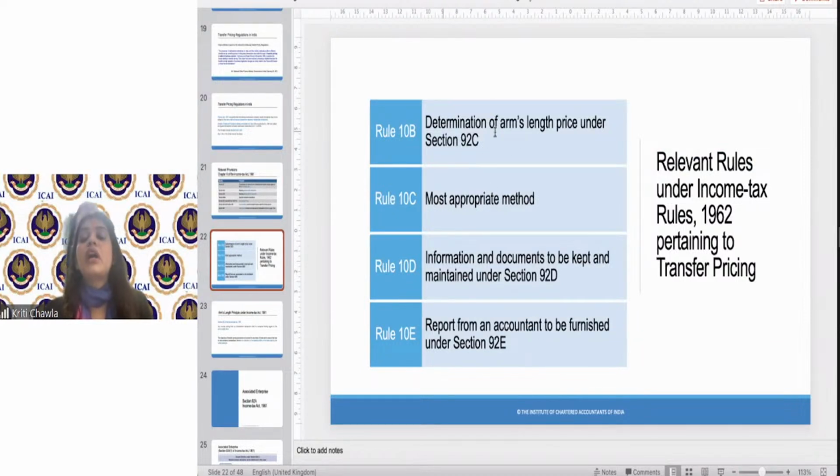10B talks about arm's length price determination. 10C talks about most appropriate method. 10D talks about information and documentation, and 10E talks about TP form or something called Form 3CEB, etc. It talks about the report that has to be furnished. I will be taking you through these particular sections and these particular rules one by one. So don't get overwhelmed right now. We will be discussing them one by one going forward.